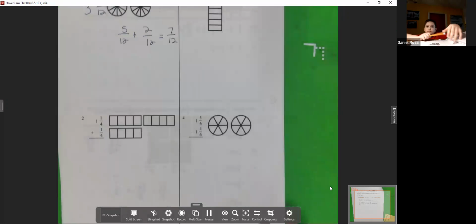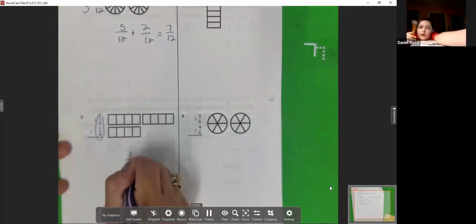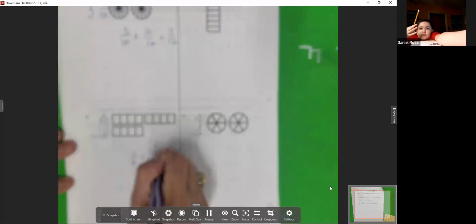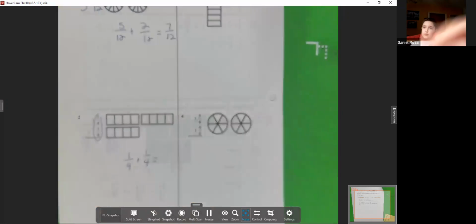So we can just add our fractions together first. 1 and 1 4. What do we? Hold on. That would be 1 and 2 fourths.